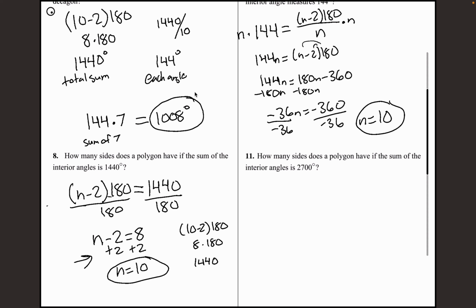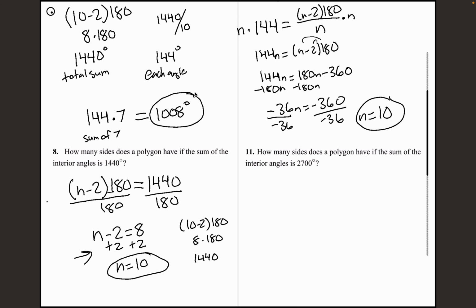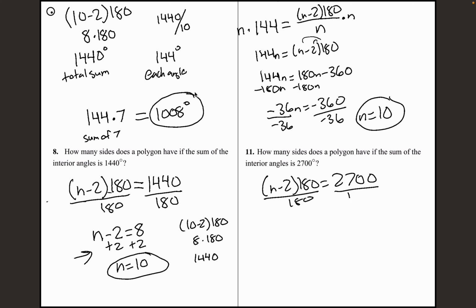Now, number 11, how do I set this one up? n minus 2 times 180. Perfect. We have the total sum. Now we need to find the amount of sides. This time I can divide by 180. I don't need to distribute. What's 2,700 divided by 180? 15, and I add 2. So how many sides does this polygon have? Perfect.